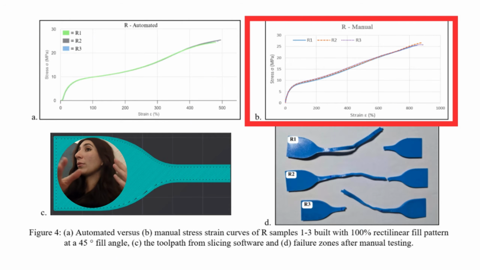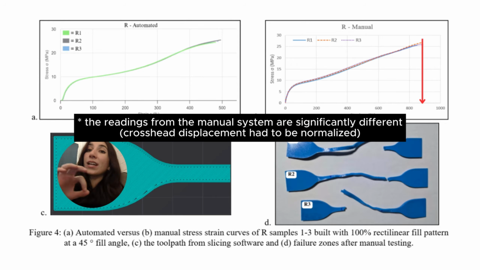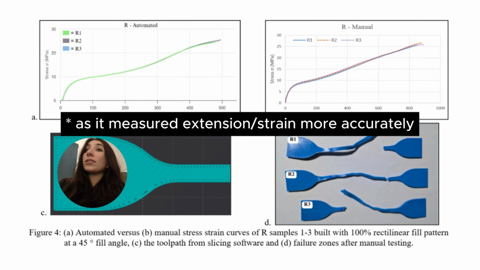If you look at the manual graph, the graph where strain was approximated based on crosshead displacement and not based on actual extensometer measurements, strain extends beyond 800%. Even though these are the exact same samples, the readings in my manual system, because I use this approximated approach, are way overshot. At the end of the day, I trust the results from the automated system more.